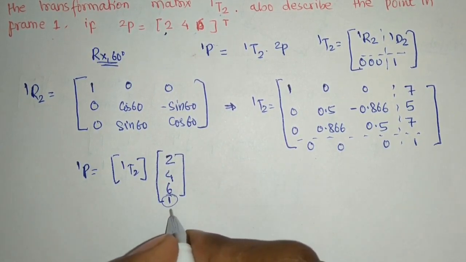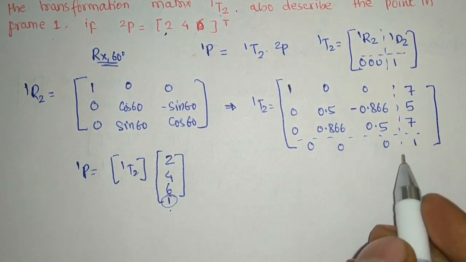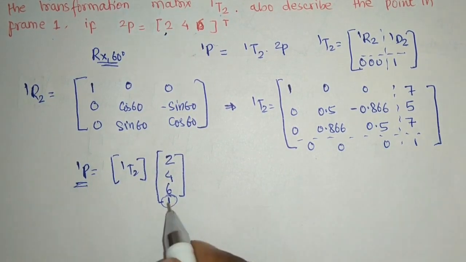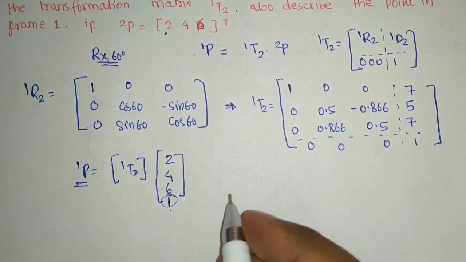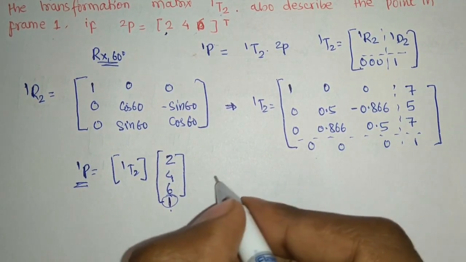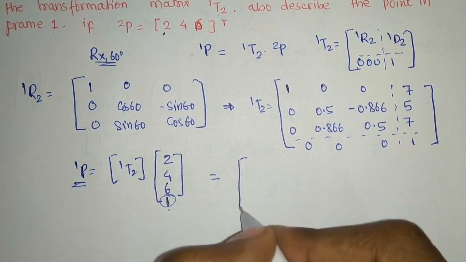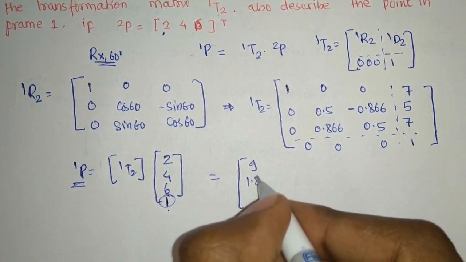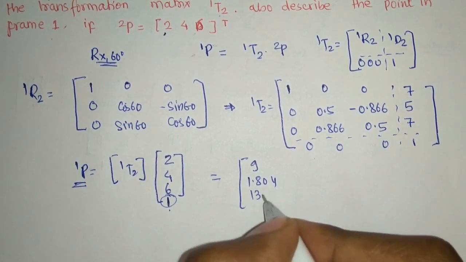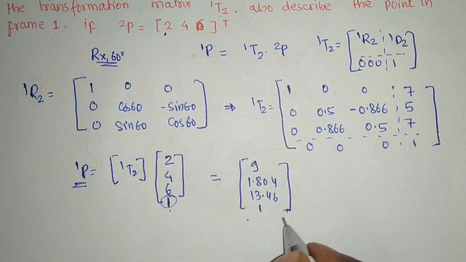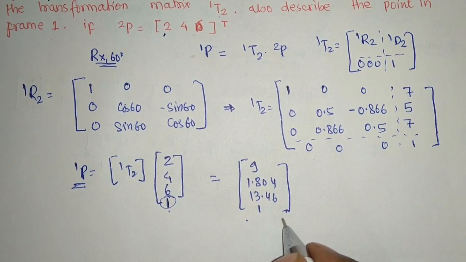Why have I added 1 here? Because we are using a 4x4 matrix, and whenever we are using a 4x4 matrix in our point coordinate system, we always add 1 over here. Okay, so that 1 I have put here, and when I do the calculations, it will come out to be 9, 1.804, 13.46 and 1. Okay, so these are the coordinates as seen from frame 1 of that same point.